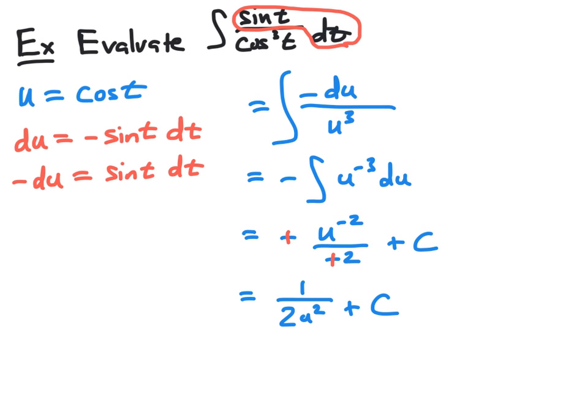Now the last step here is to go back to our original variable t, and that is done by replacing u with the cosine of t. And so we have 1 over 2 cosine squared of t, all plus our arbitrary constant c. And this is the value of the integral of sine t over cosine cubed t dt.